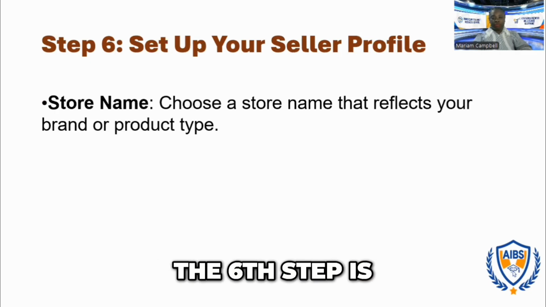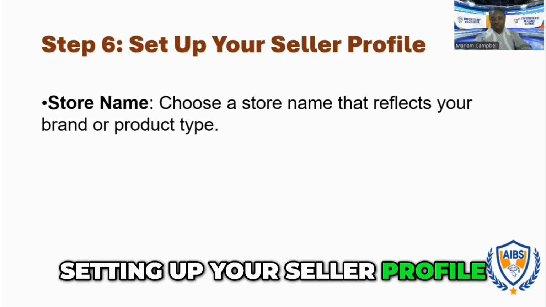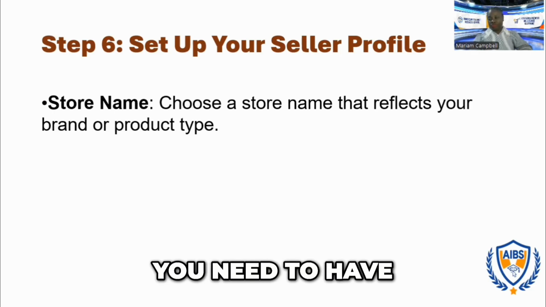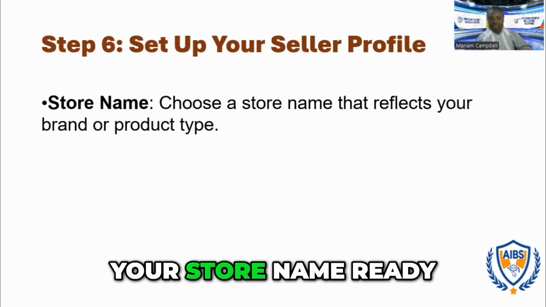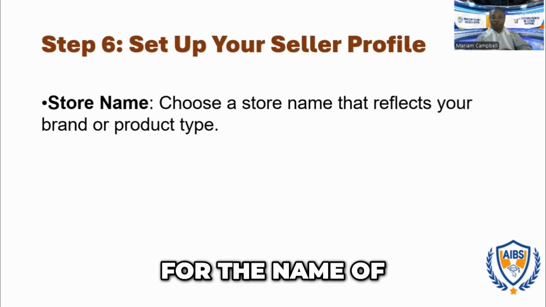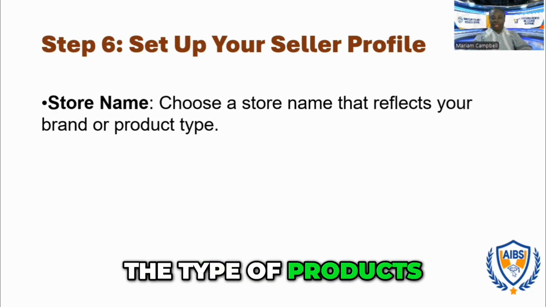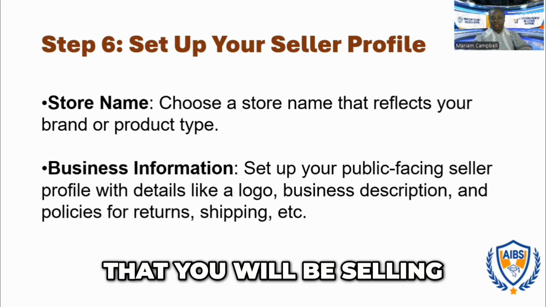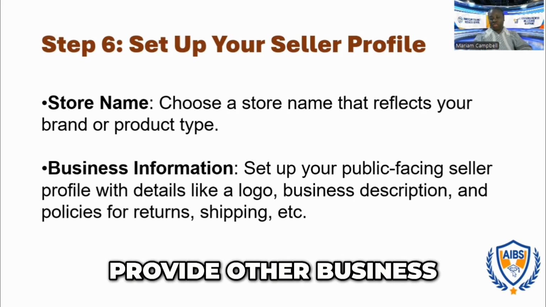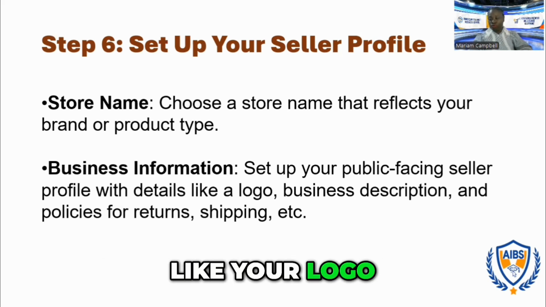The sixth step is setting up your seller profile. At this stage, you need to have your store name ready. They'll ask you for the name or brand that you want to be recognized by, and the type of product that you will be selling. And then you also provide other business information, like your logo.